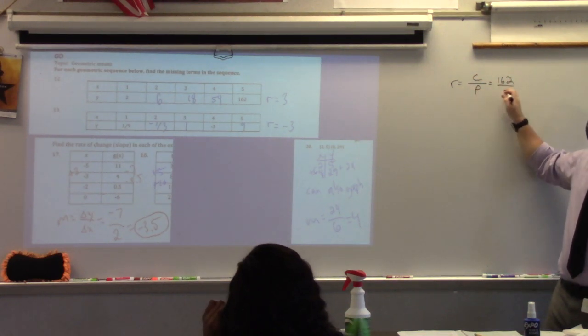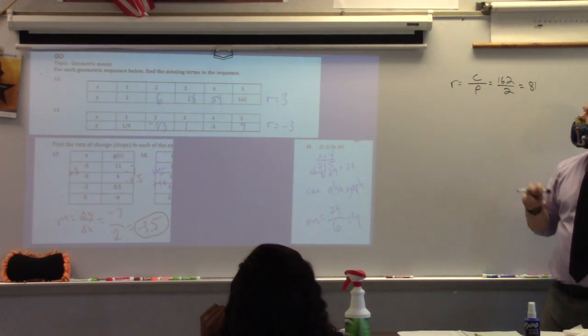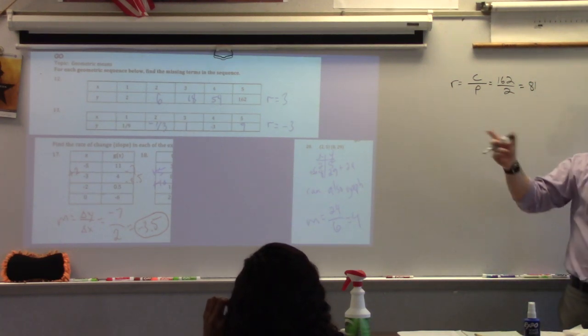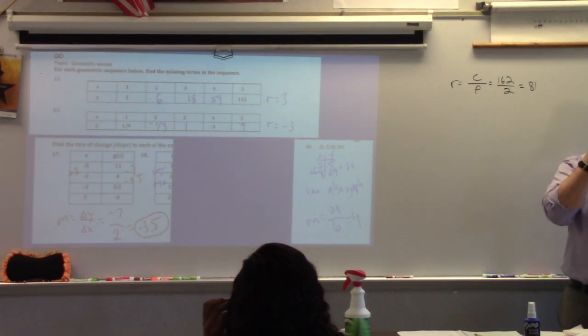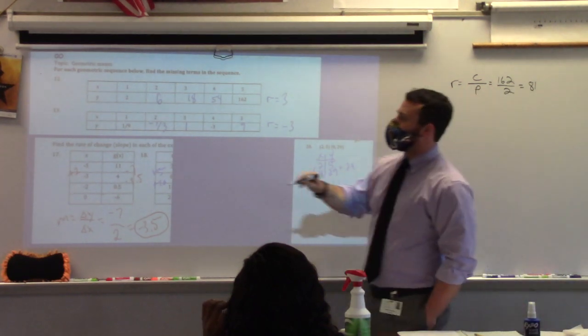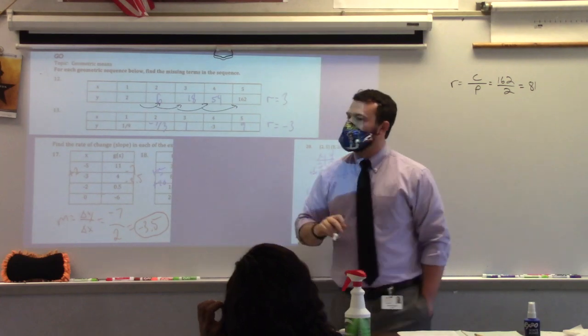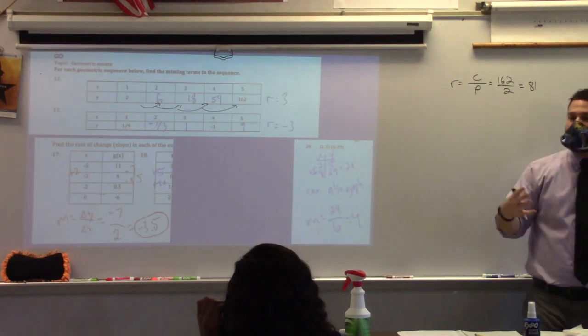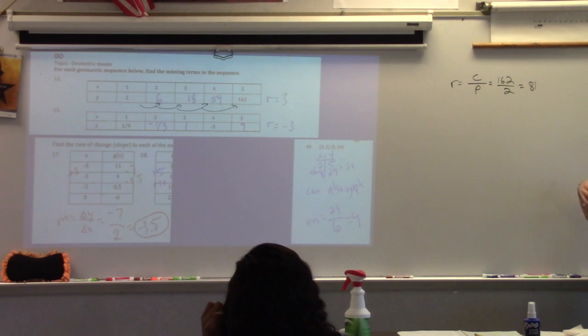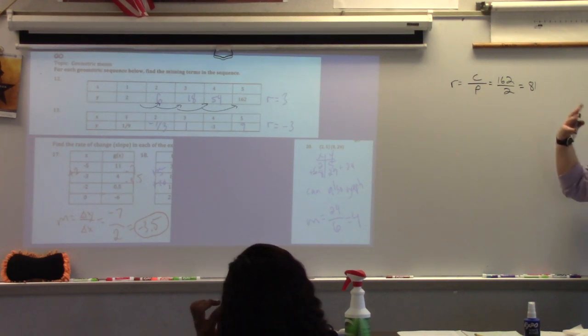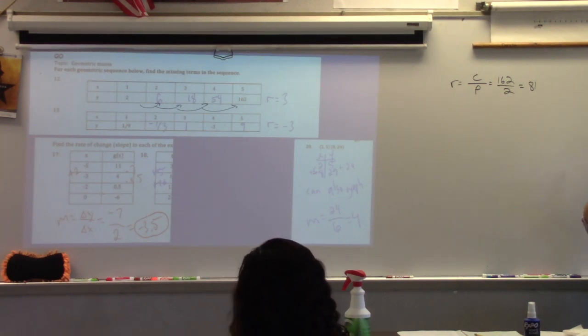Notice 162 divided by 2 is 81. But how many common ratios did I multiply by to get up to that 162? 4 times, right? There were 3 missing things, but it was 4 times. So, first off, what is repeated multiplication? An exponent, right? And what is the inverse of an exponent?